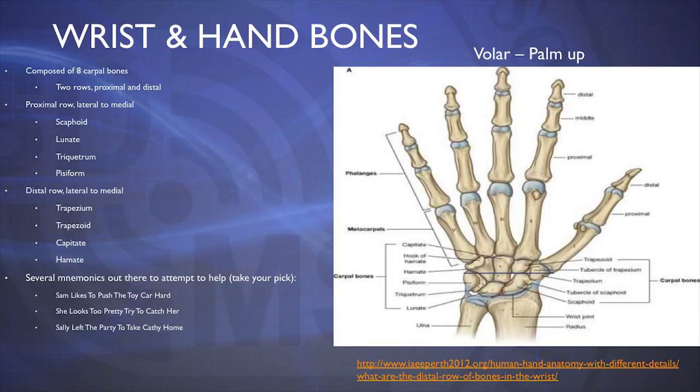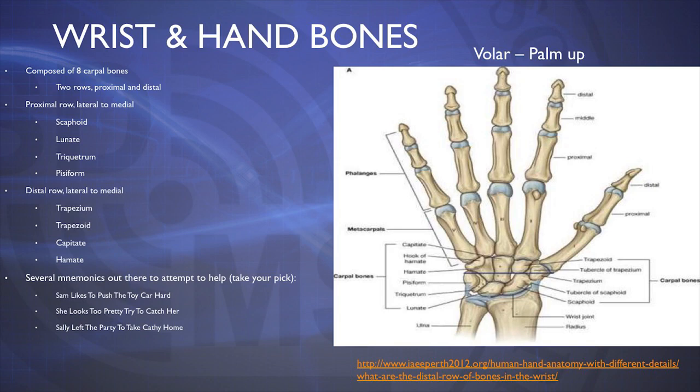Moving on now to the wrist and hand bones. I have an illustration here of the volar or palm up aspect of the hand, and it will be important as to why I'm telling you this in just a moment. But going over the carpal bones, there are two rows of carpal bones. There's a proximal row and a distal row.